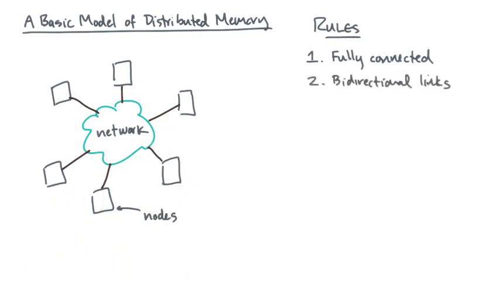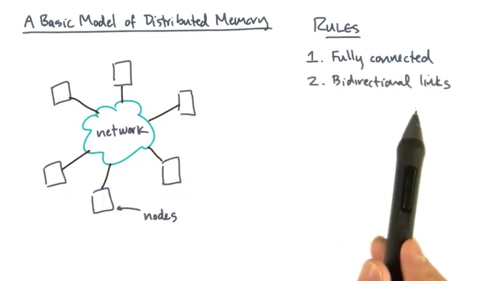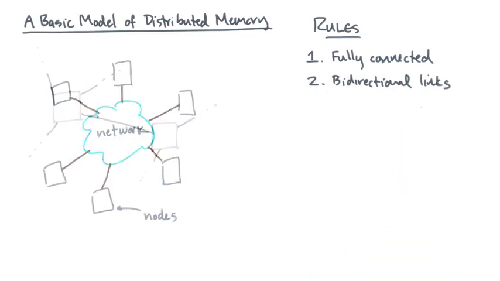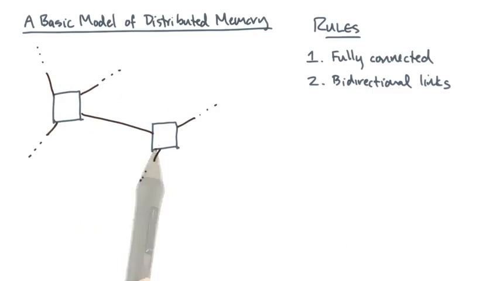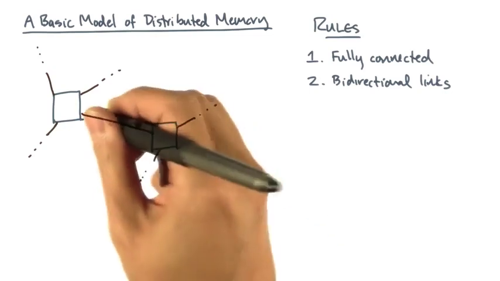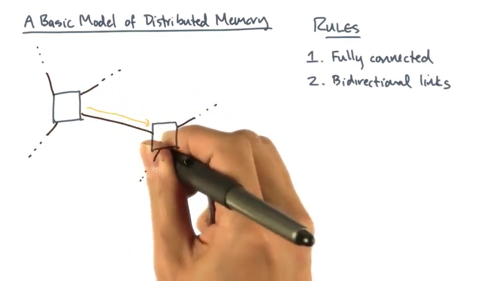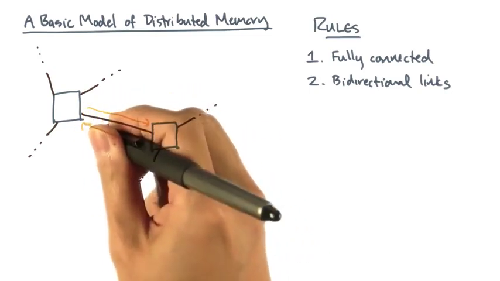The second rule is that the network links are bidirectional. What does that mean? Well, suppose I have two nodes in the machine and they're connected by a link. Bidirectional means that the link can carry a message in both directions at the same time. So while one message is going this way, another message can be going this way.